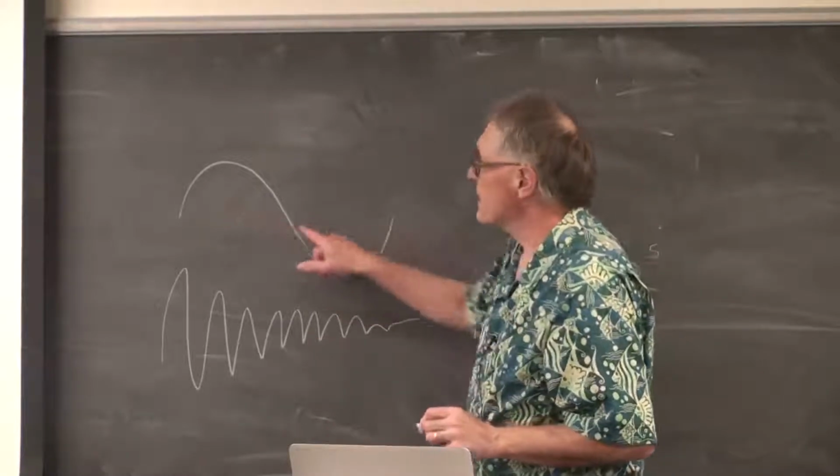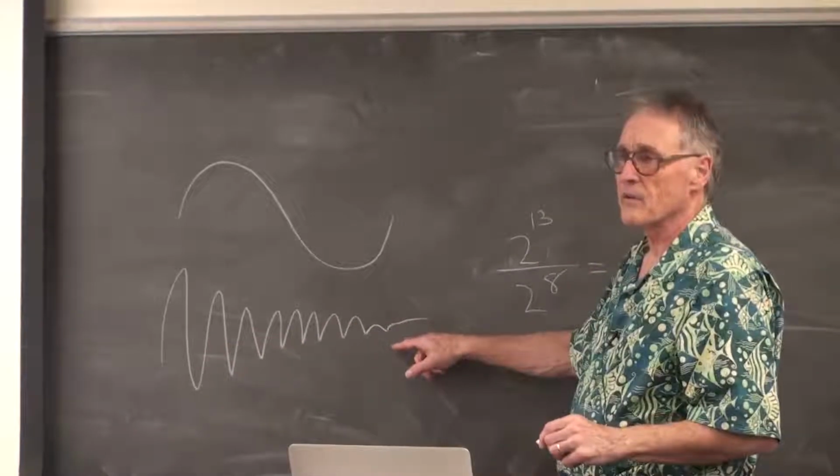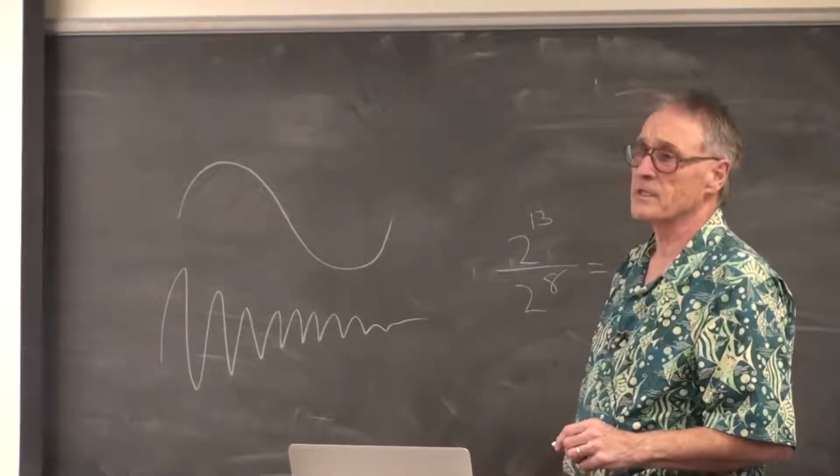So if it was 1 cycle of a sine wave, it would be 32 hertz. But what if I had 20 cycles of a sine wave in there? Then you'd hear it. Then it'd be 600 hertz.